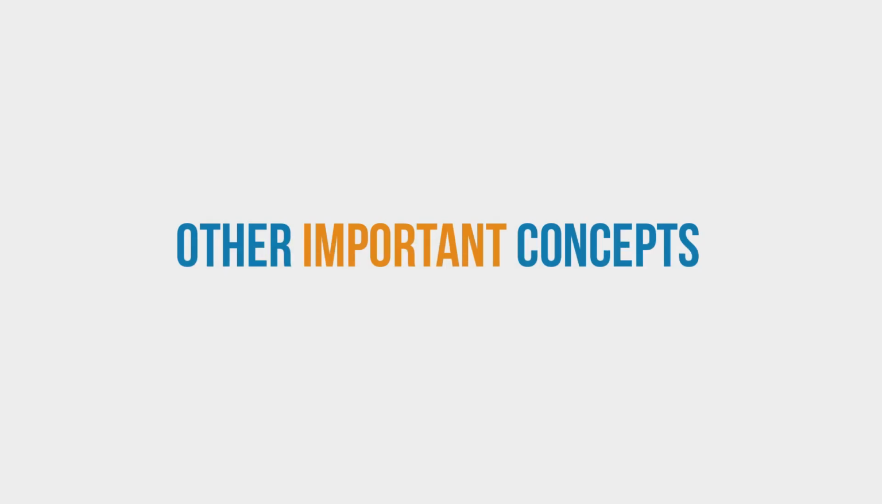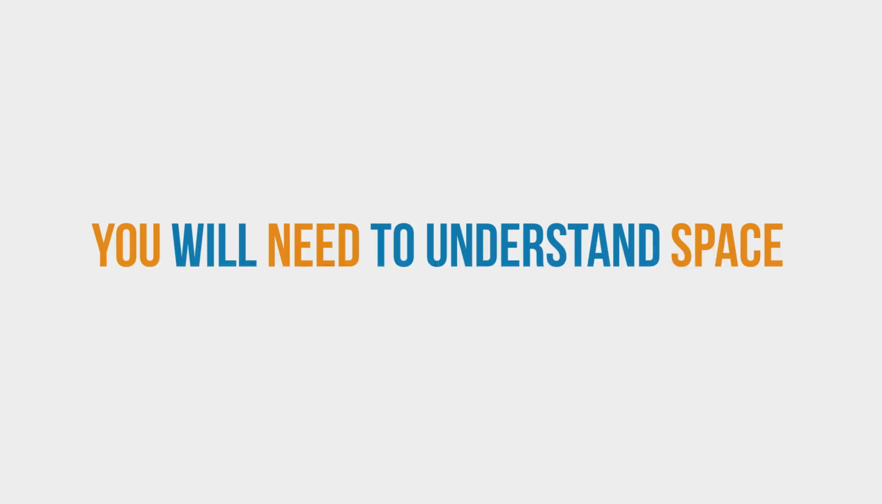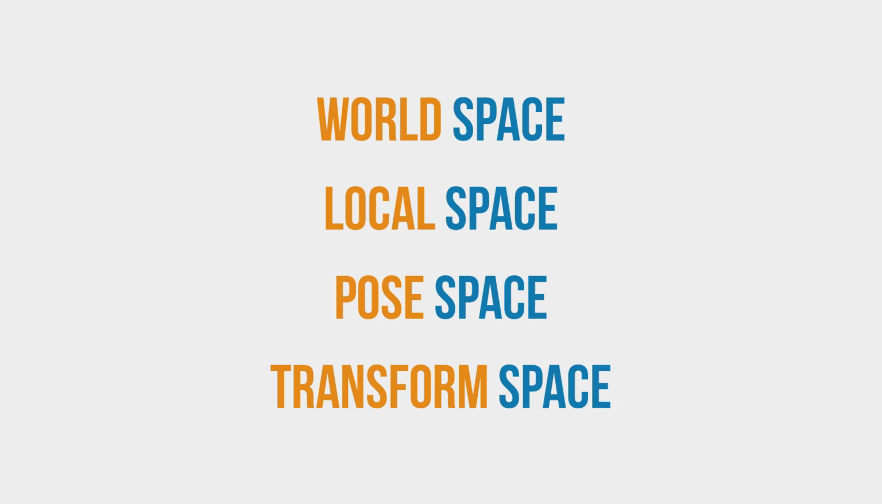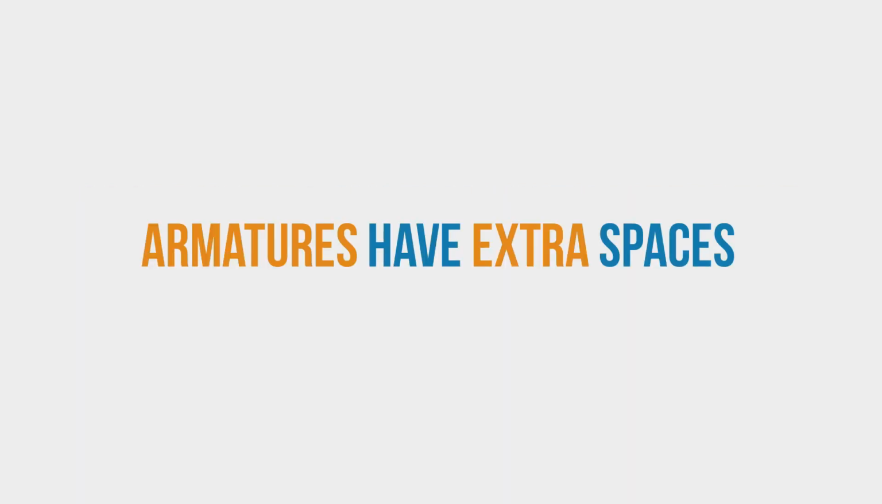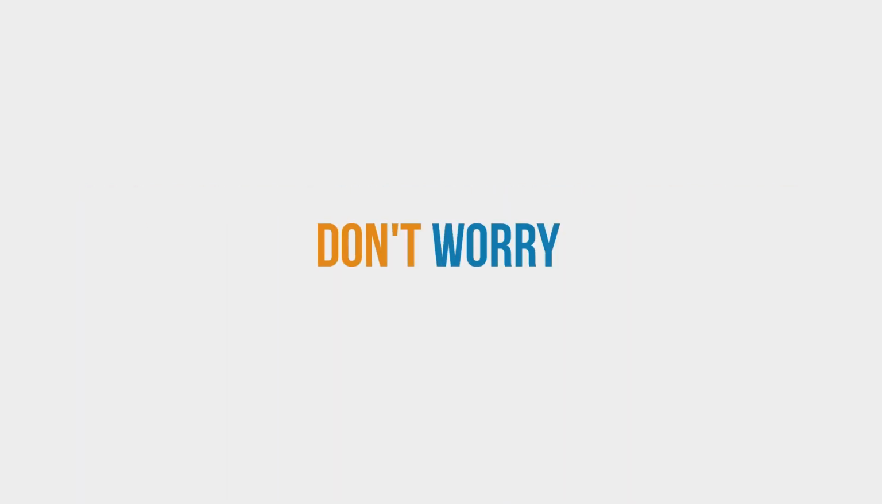Now for some other important concepts. You will need to understand space. Now, I'm not talking about the galaxy, I'm talking about world space, local space, pose space, and transform space. It sounds really confusing, but these are all just coordinate systems that have different reference points. You also may have learned a little bit about different spaces before in some of the other courses, but armatures have extra spaces. But don't worry, as I said, this sounds more complicated than it is, and there'll be more on this later.